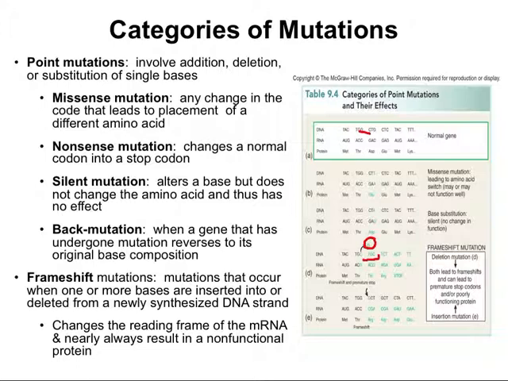This frame shift could cause a number of different effects. It could lead to a premature stop codon that you see in this case, or it could simply lead to a protein with many changed amino acids. In this case, you probably have a non-functional protein, so frameshift mutations really have the largest effect.